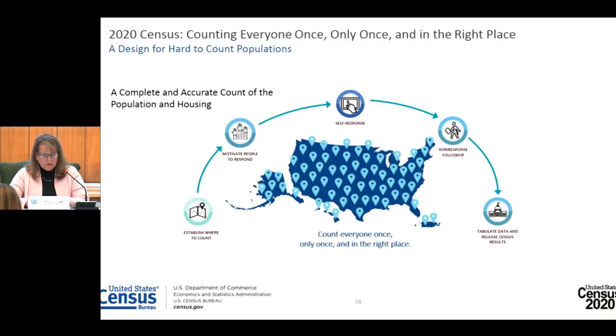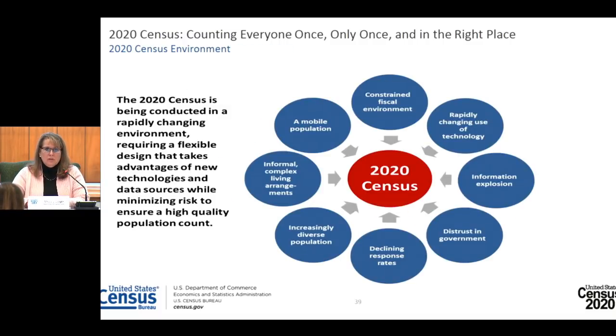Our primary goal for the 2020 census is a complete and accurate count of population and housing, counting everyone once, only once, and in the right place. The country's environment, which includes changing technology, a mobile population, and complex living arrangements, influences our ability to count everyone once, only once, and in the right place. The 2020 census will be conducted in a rapidly changing world, requiring continual improvement on our part. It is harder and more expensive to enumerate the population.